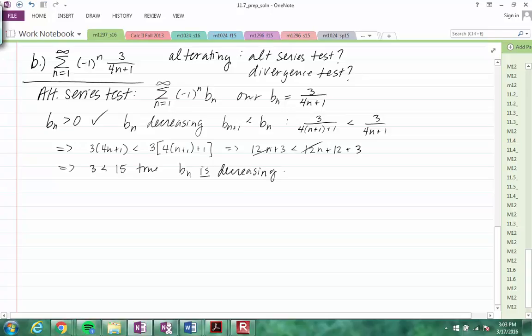Alright, the last thing is that the limit as n goes to infinity of b sub n has got to be 0. So let's do it. We've got the limit as n goes to infinity of 3 over 4n plus 1, and that's a real easy limit. It's 0. And so we have our 3 conditions for the alternating series test, so we can conclude that our original series, with that alternating business in there, is convergent.